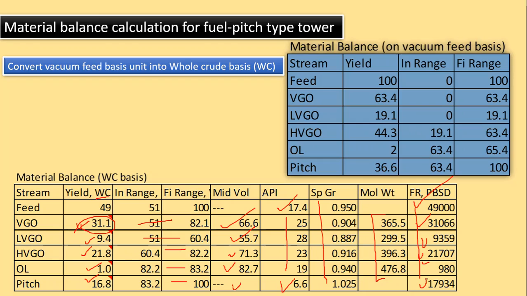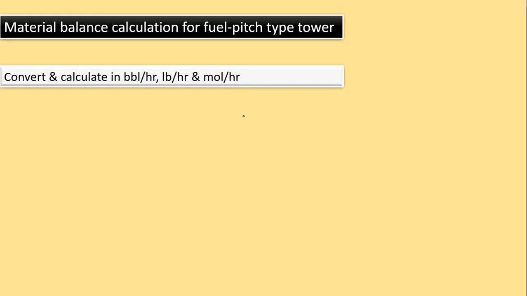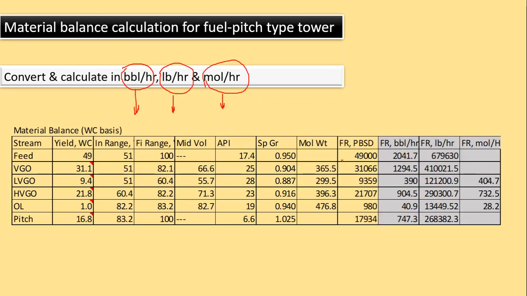This is about the flow rate, but our main target here is not the flow rate. Our main target is to convert all these values into barrels per hour. That is our first target. After that we have to convert that into pounds per hour. This is the volume flow rate, this is the mass flow rate, and the third one is the molar flow rate. These are the three bases for the calculations in the material balance. After calculating the BPSD values, we convert them into barrels per hour simply by dividing by 24.